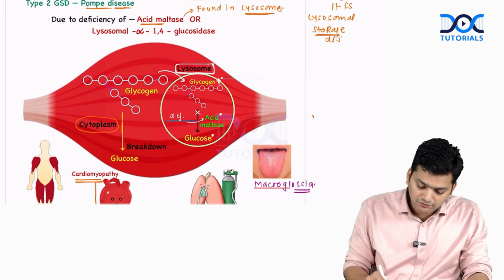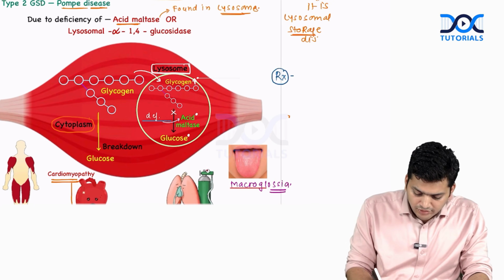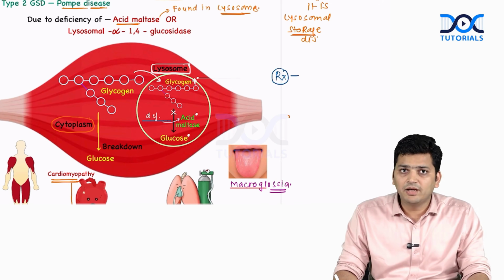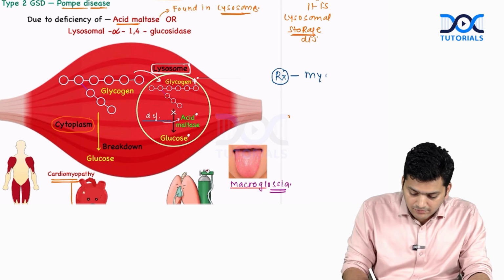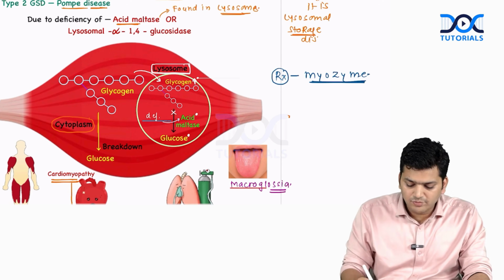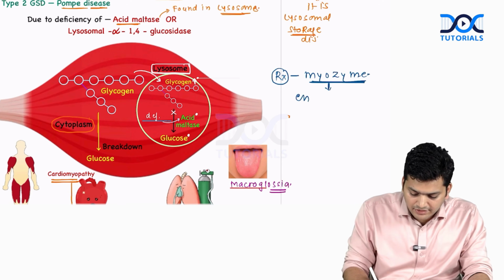For the treatment of the Pompe disease, we are going to give enzyme replacement therapy. The acid maltase which is available in the market is called Myozyme. We can give the Myozyme, that is going to be a type of enzyme replacement therapy.